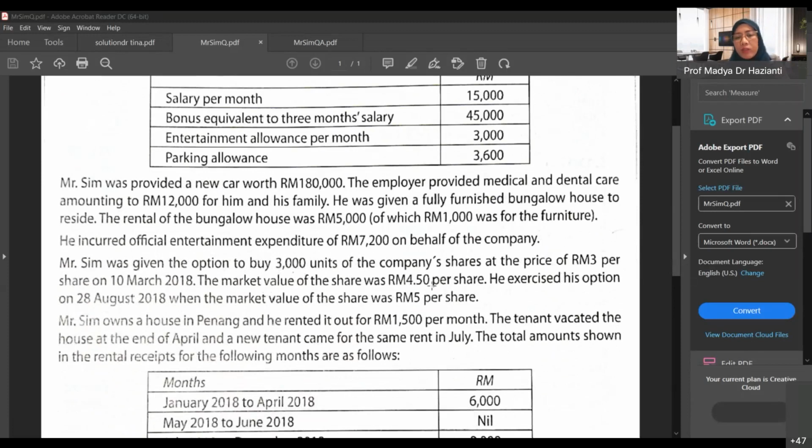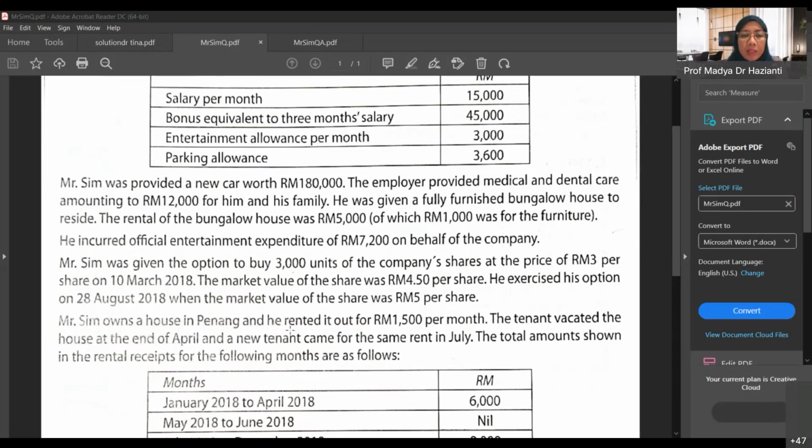The market value was 450. You see? If other people normally want to buy, the price is 450 per share. But he, as an employee of that company, can buy at RM3. So this is a gain for him too. Right? The actual price is 450, he gets RM3. He exercised his option when the market value of the share was RM5. He bought at RM3, he sold back at RM5. So this is employee share option scheme and this is taxable.